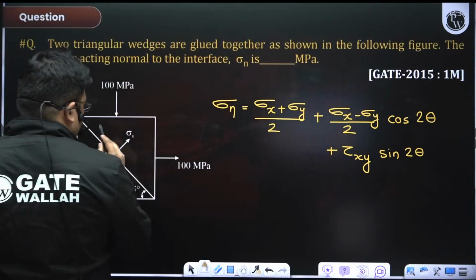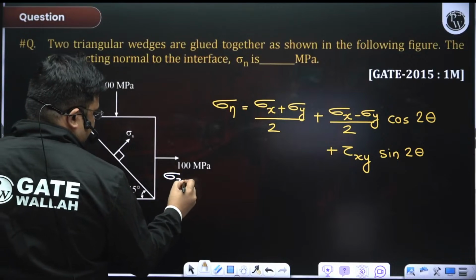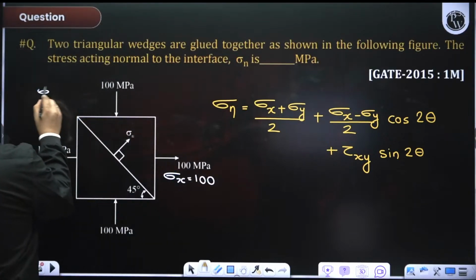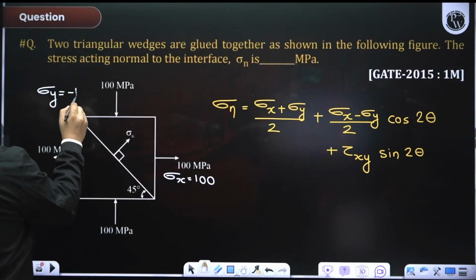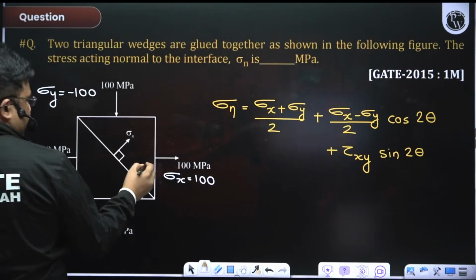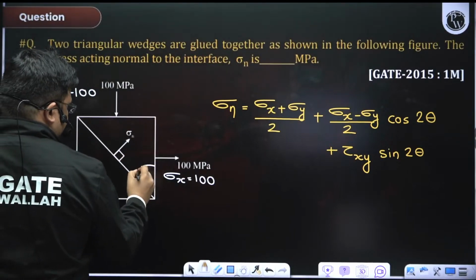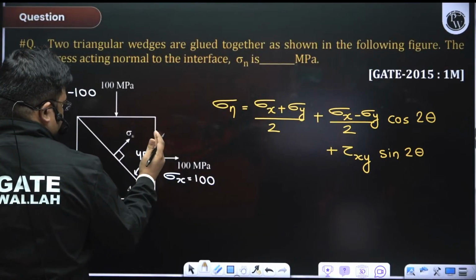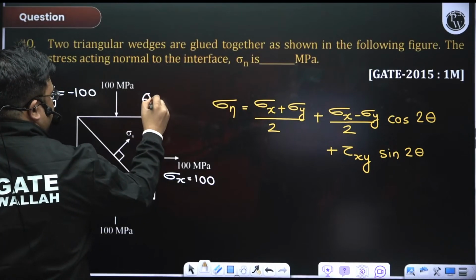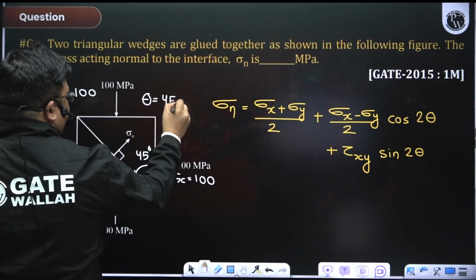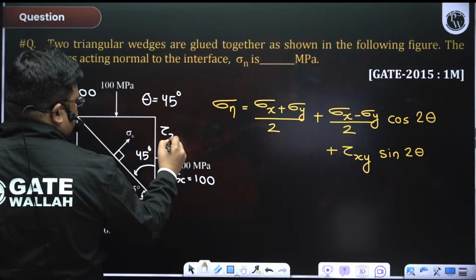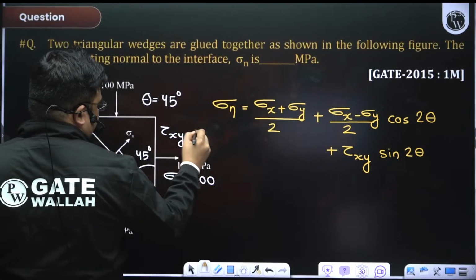Now you see here, this is sigma x. Sigma x is tensile, so it is positive 100. Sigma y is compressive, so it will be minus 100. This plane we have to take from vertical, so this is also 45, and this is anti-clockwise, so I can take theta equal to 45 degree. Now there is no shear stress acting on this plane, that means tau xy is equal to 0.